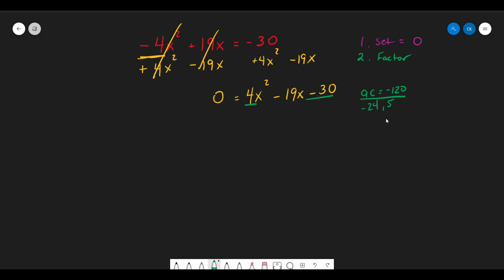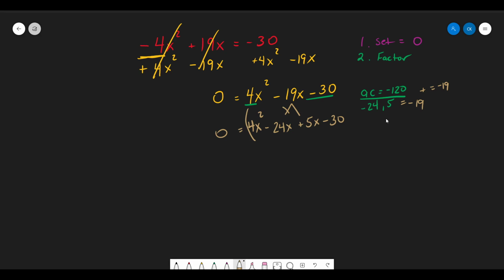Okay, again, there are a lot of factor pairs of negative 120, so you're going to have to write them all out. But once you get to negative 24 and 5, you realize that when you add those together, you want it to equal negative 19, and this one does equal negative 19. So I'm going to take negative 19 and split it up to be negative 24x plus 5x. Bring down the 30, bring down the 4x squared. Don't forget the equal 0.